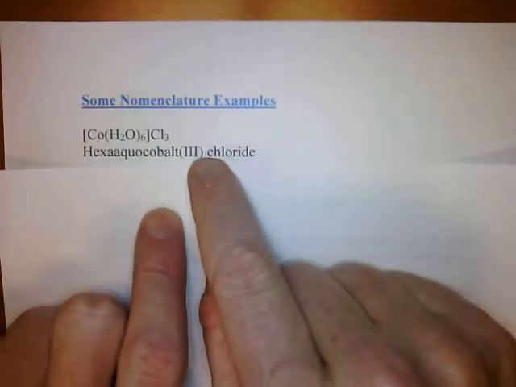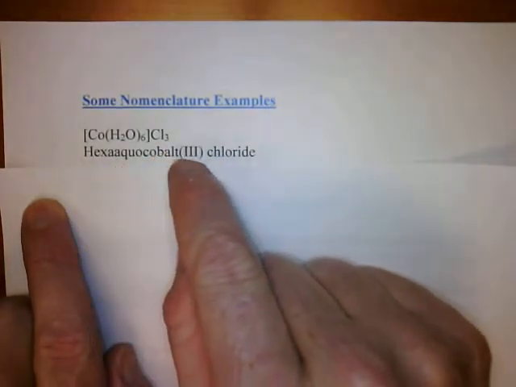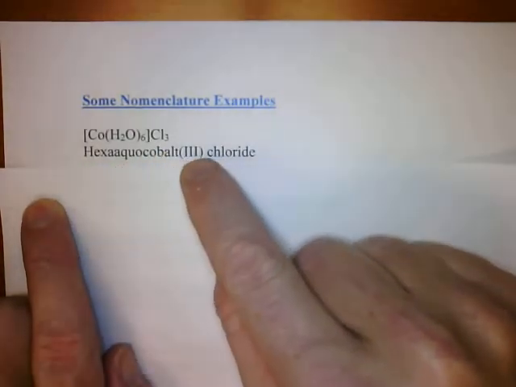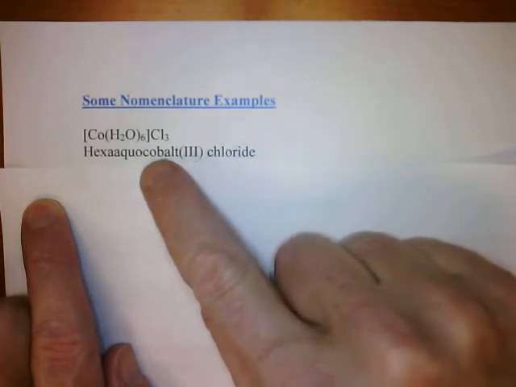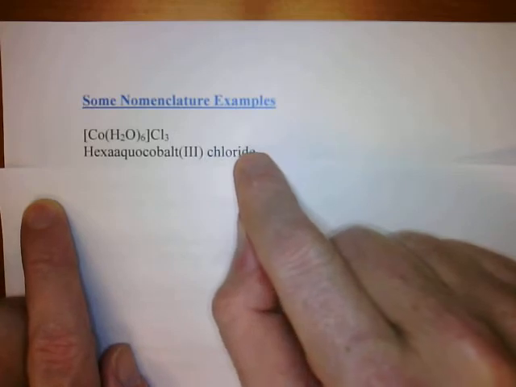One more time, our only space is right there. All this is one word. The name of the complex ion is one word. The only space is between the hexaaquo cobalt 3 and chloride.